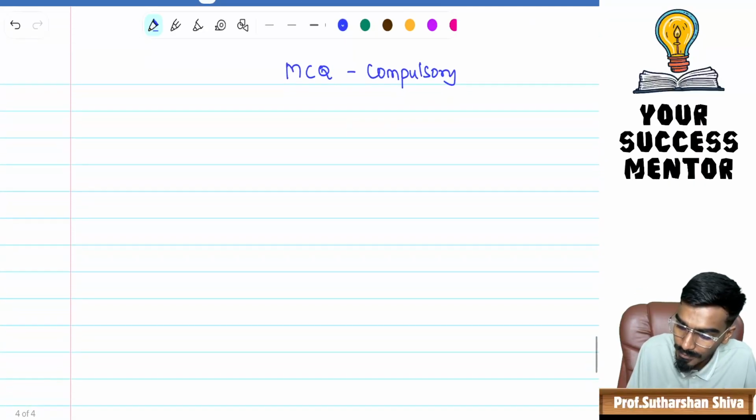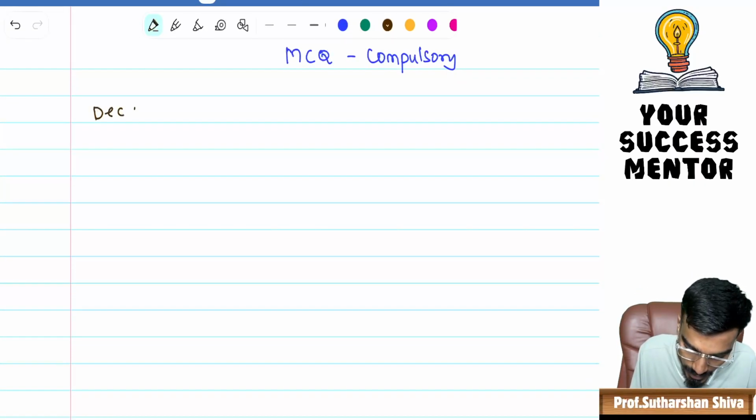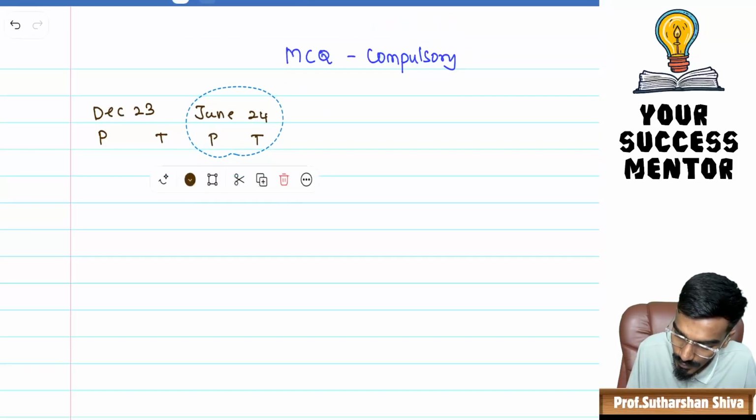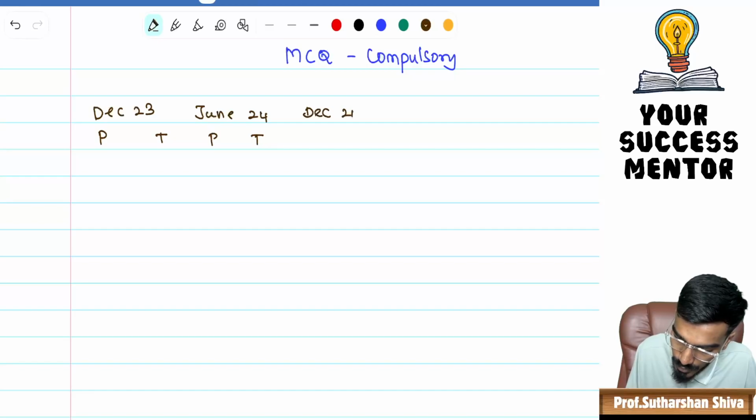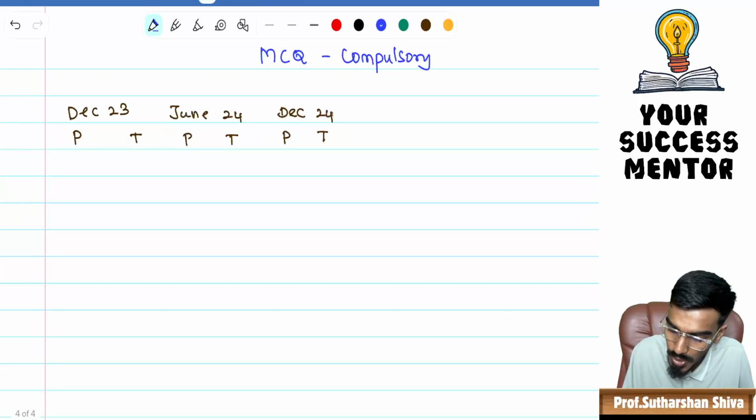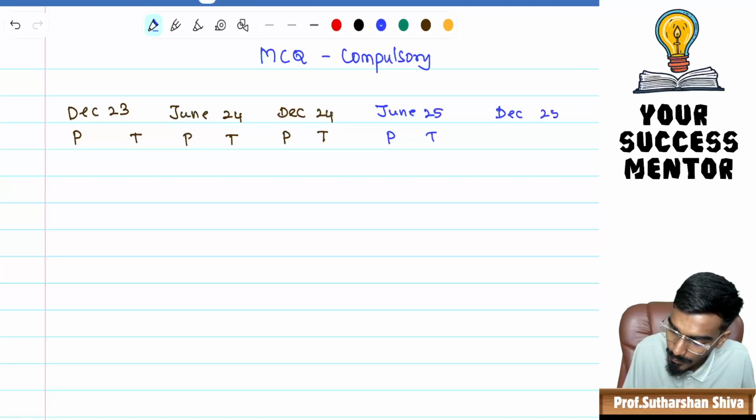We'll go attempt by attempt, which starts from December 23, practical theory. In June 24, practical theory. In December 24, again practical theory. This will be the one thing. What are the last 2 attempts we have focused on? June 25, practical theory. December 25, practical theory.